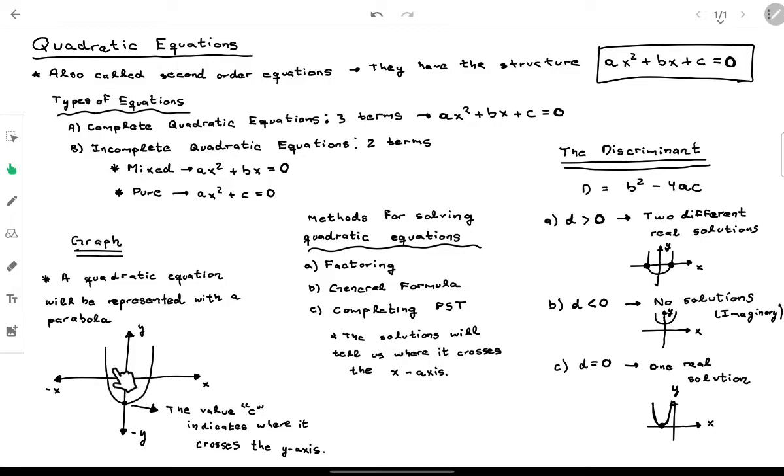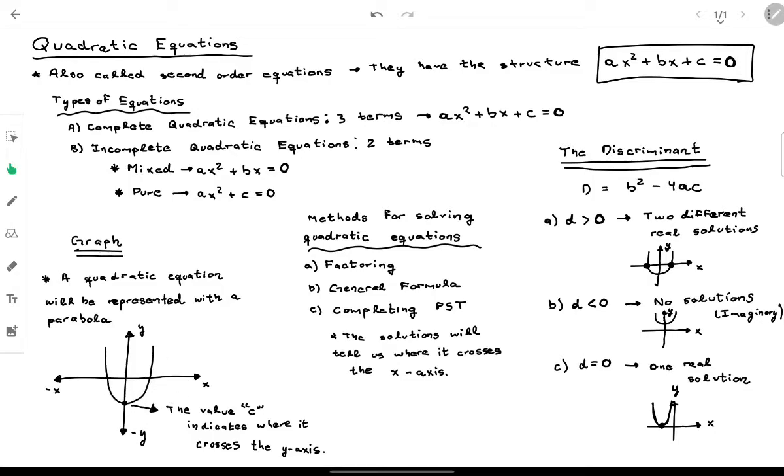Of course, we have the x-axis and the y-axis, and here we have a little point where it crosses the y-axis. It is the value c. Remember, the value c is the independent term. The value c indicates where it crosses the y-axis. So if we have an independent term, that independent term will tell us specifically where on the y-axis the parabola will cross.